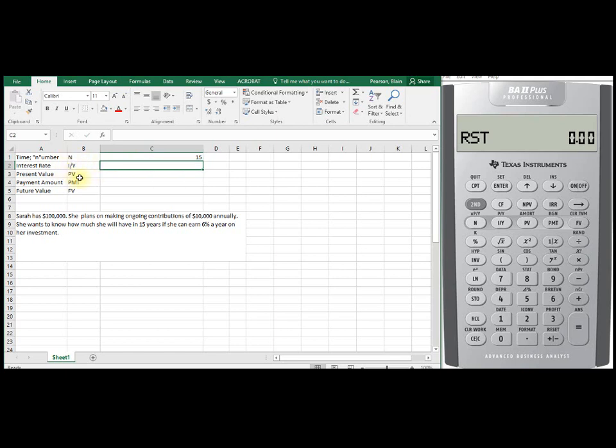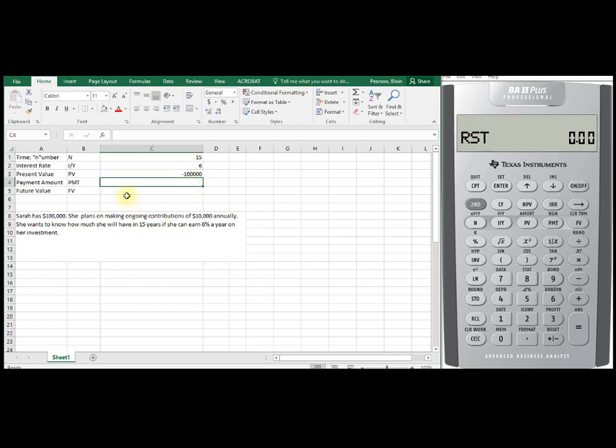The I/Y is the interest rate. The PV is the present value, which is negative $100,000. Again, we want to make sure the present value is entered as a negative because this is money that is leaving or coming out. The future value will be positive, so it's money we will receive in the future. And in order for that to be positive, your present value will need to be negative.